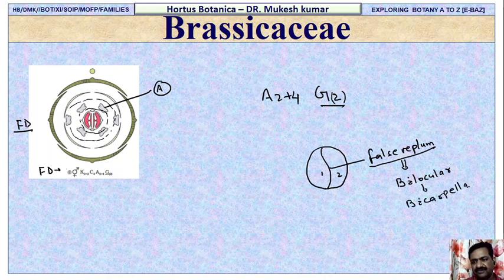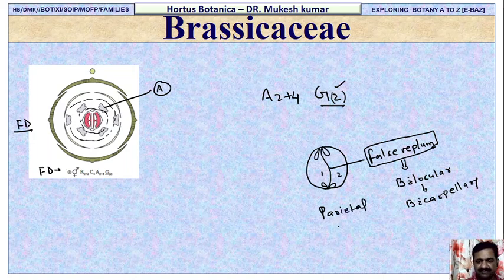Isn't it? So you find here they are bicarpellary. Two means bicarpellary, and two chambers. So bilocular we have. Okay. If this replum is not present, as in the case of Argemone, what will happen? Yes, there will be only one chamber, only one locule. And here we have seen the ovules are there at the parietal region. So what is this called? This is called parietal placentation.